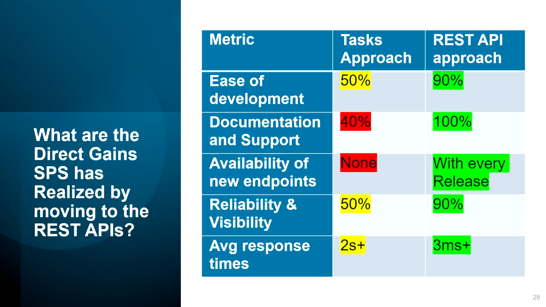Reliability and visibility, I was generous with 50% for the SDK, but let's not lie, it could be 100% if you put proper logging in when you're writing your code, right? But the REST API approach, 90%. And the average response time: 2 seconds plus when you're using the managed tasks in the SDK, 3 milliseconds with REST. Instant, because I don't know what they did. They hit the turbo button behind the scenes, but it runs a lot faster now.